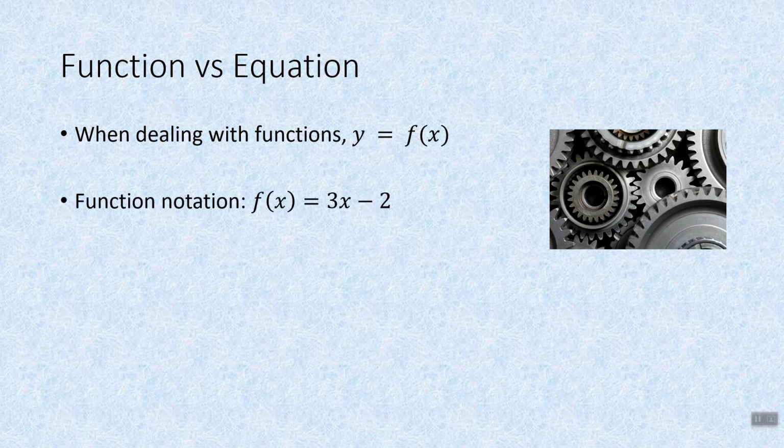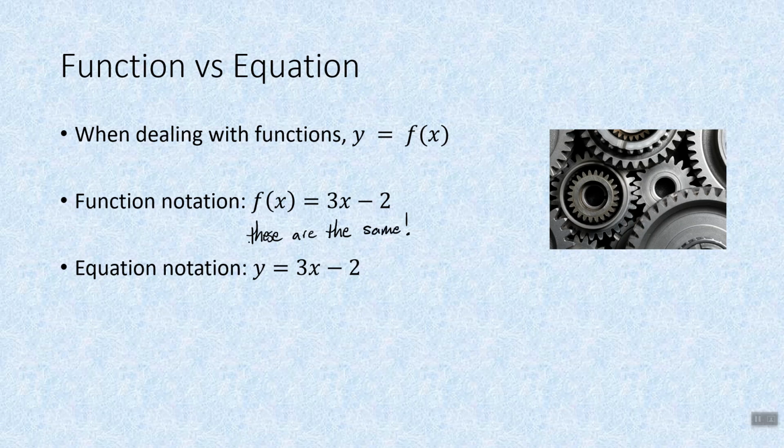We could have a function notation, f of x equals 3x minus 2. And equation notation, we would just call it y equals 3x minus 2. These are the same. It is a little bit different because of function notation. If you're asked, write the function, you would use an f of x. If you're asked, write the equation, you would use a y. But they represent the same thing, all right? Just simple notation. It's just, do you use an f or just an equation?